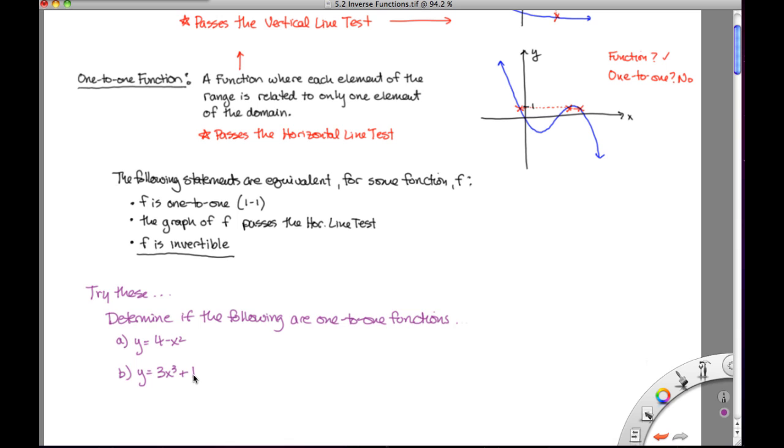So probably the easiest way to do this is to use your calculators and graph these and determine whether we're dealing with a one-to-one function. And we'll go over the answers for these in the next video.